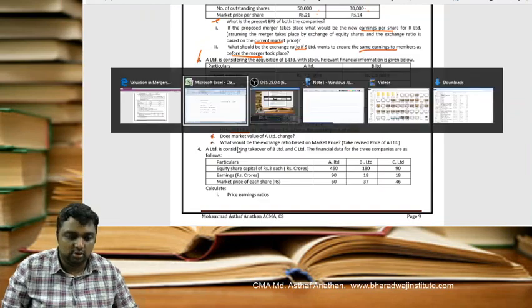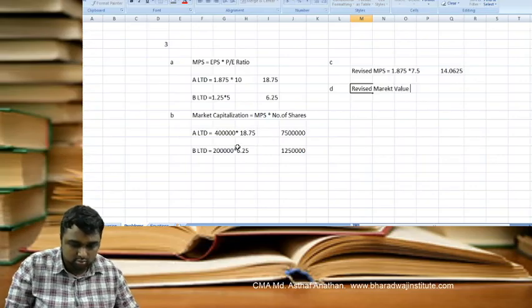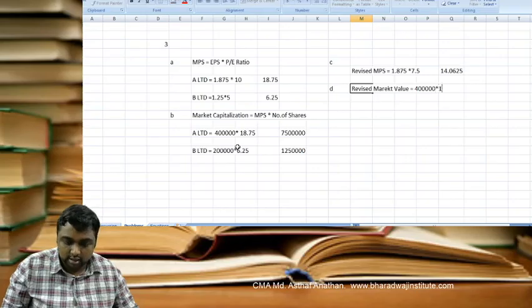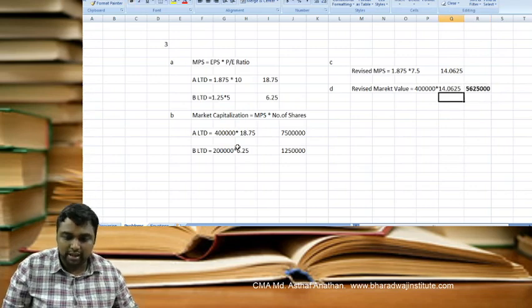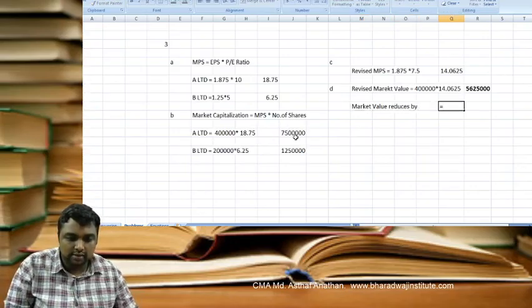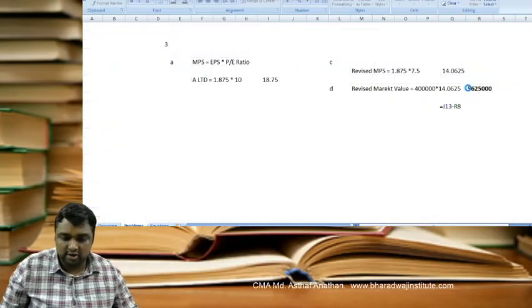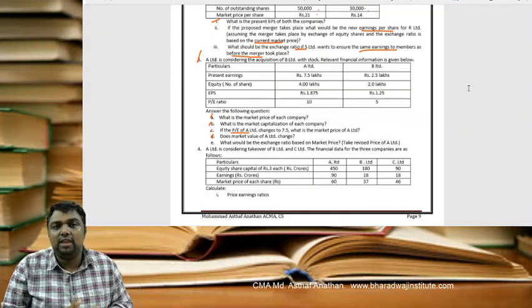Does the market value of A Limited change? What is the revised market value? See, your shares are 4 lakh into 14.0625. Definitely the market value will change. Yes, the market value reduces. What is the amount? It was 75 lakh, and it comes to 56 lakh 25. We can say the market value reduces by 18 lakh 75. How interesting. See, this regularly comes, as I told in the last class. Sometimes 15 marks, sometimes up to 25 marks come from this area.